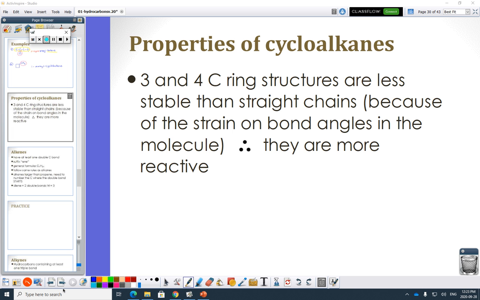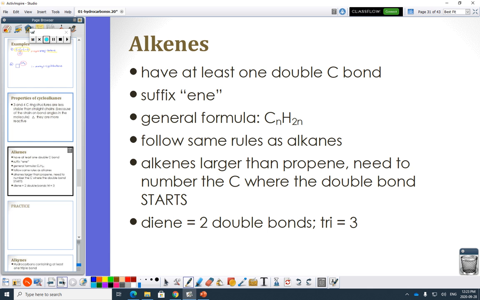Okay, so the next family is called an alkene. So now you have at least one double bond. Normally, the most common is that there is only one double bond. It's not like every single carbon has to be connected with a double bond. There just has to be one. And then the ending is no longer going to be ane, it's going to be ene.